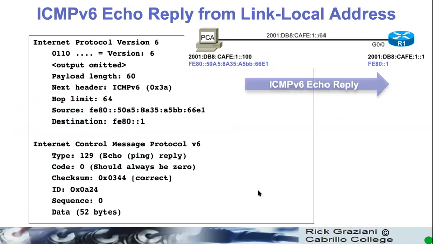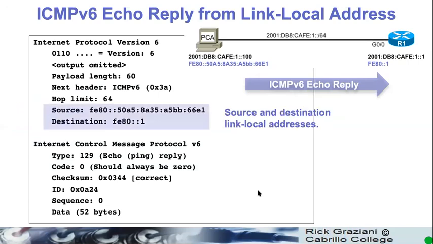Here's the echo reply. Again, the reply from PCA is sourced from its link local address and sent to the link local address of the router. And there's the type 129 echo reply. Again, there's the same ID field and the same sequence number. The ID field will remain the same for all 5 of these echo requests and echo replies, but the sequence number will increment for each echo request.